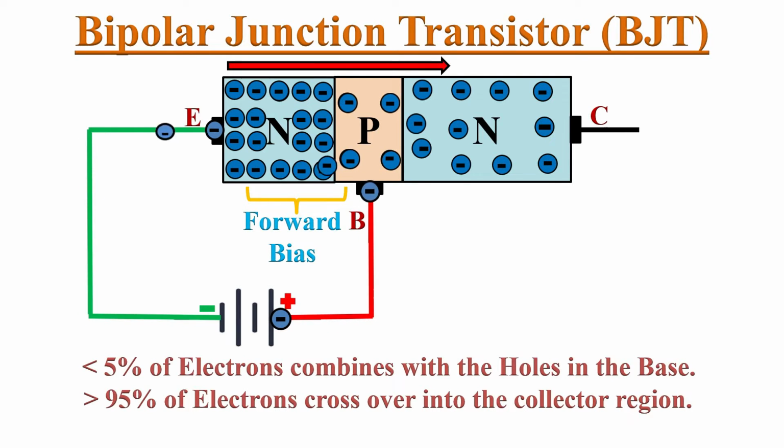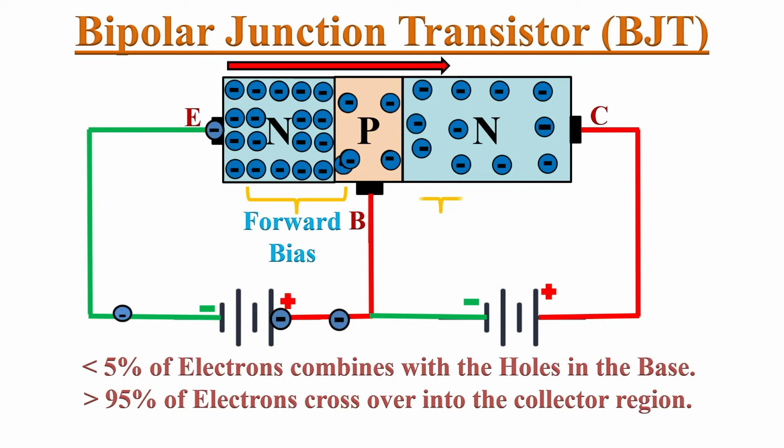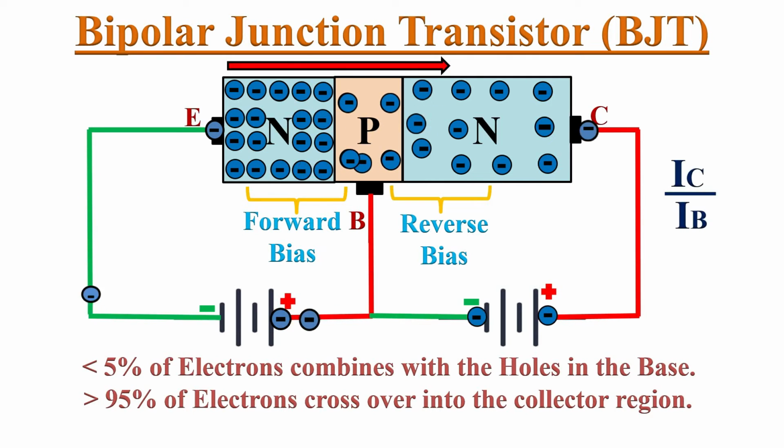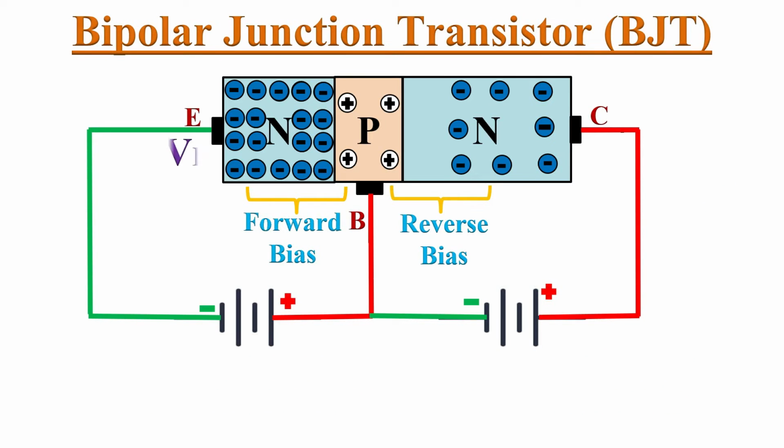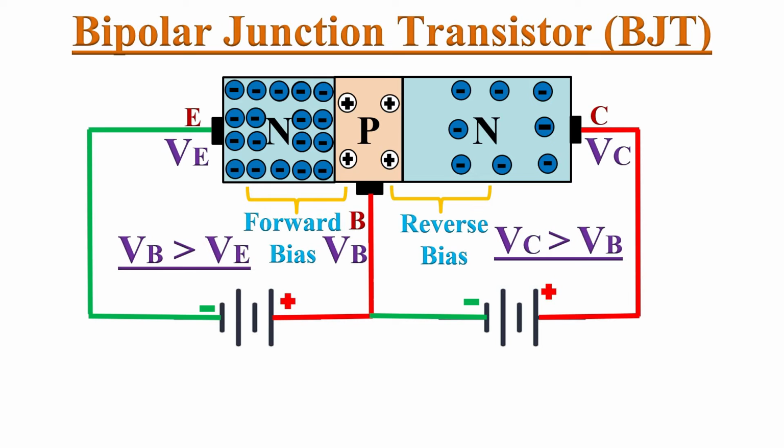As we know, the collector is moderately doped. If we apply a reverse voltage to the collector region, then these collected electrons will be attracted by the positive potential and constitute the collector current. Collector current is much higher than base current. The ratio between the collector current and the base current is called the gain of the transistor, denoted by the Greek symbol beta. So let's say the voltage at the emitter is VE, the voltage at the base is VB, and the voltage at the collector is VC. To forward bias this base-emitter junction, the voltage of the base should be greater than the emitter. And similarly, to reverse bias this collector-base junction, the voltage at the collector should be greater than the base.